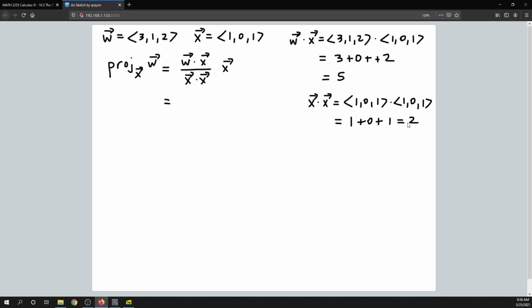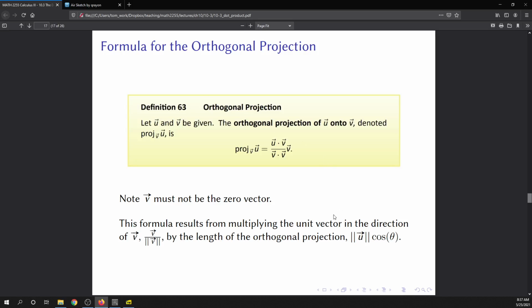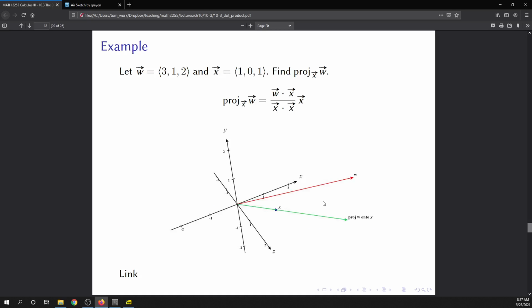All right, and then going back to the formula for the projection, this number on top is a 5. This number on the bottom is a 2. And then we are scalar multiplying that times X, which is 1, 0, 1. That comes out to be 5 halves, 0, and 5 halves. Okay, and I thought I had that as a solution on there. Yeah, I guess I do.